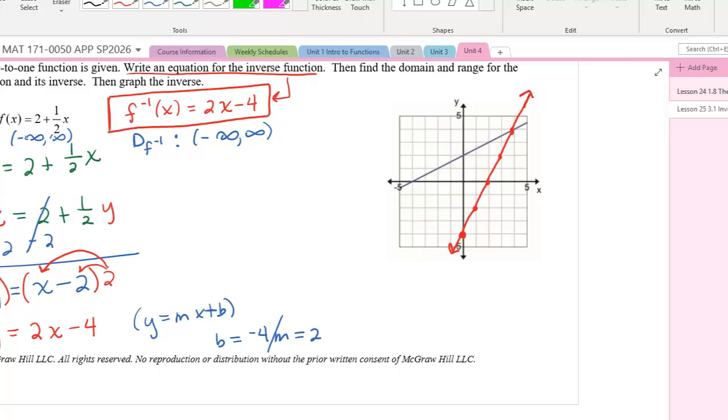If you remember, the graph of an inverse of a function is the reflection over the line y equals x. So that green line is y equals x. You can see that the blue line has been reflected across the green line. The blue line is the given function, and the red line is the inverse of that function. And that's it.